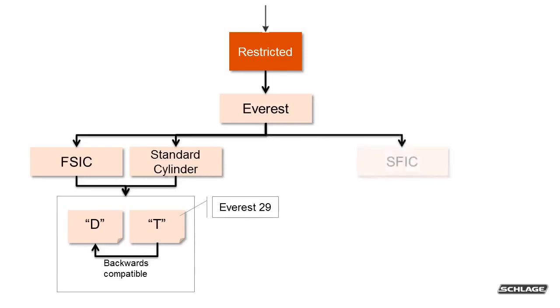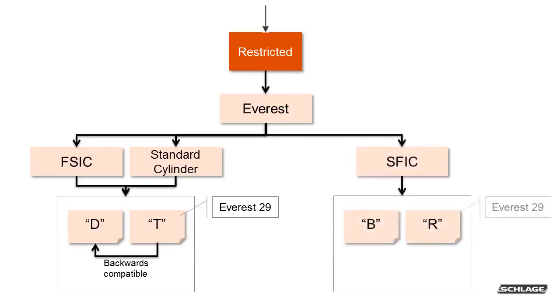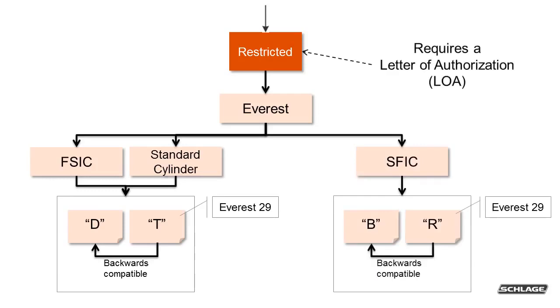On the SFIC side, we show two keyways. The B is the old Everest. R is the new Everest 29 system. And again, the new R is backwards compatible with the B system. It's important to note that unless it states in the letter of authorization that the letter is to be in effect until terminated by the end user, letters of authorization will need to be updated about every 6 months.